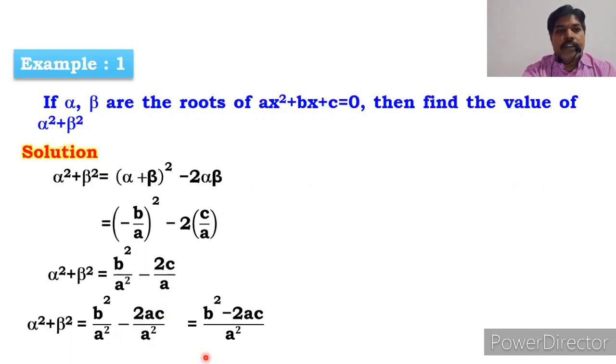So you know the formula of alpha plus beta and alpha into beta. Here we can know that alpha square plus beta square value is b square minus 2ac by a square. By using the relation between the roots you can calculate this value.